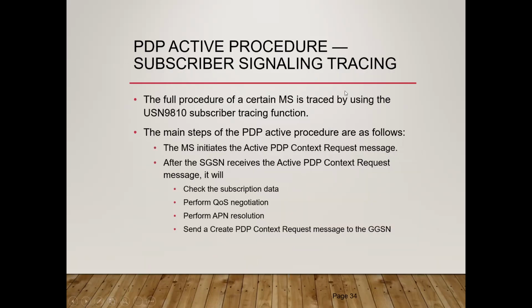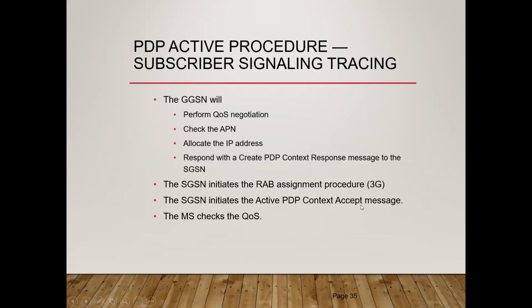The full procedure is traced by using the subscriber trace function. Main steps are these: initiate the PDP context, it will check the subscription data, perform QoS negotiation, APN resolution, and send a create PDP request to the GGSN. The GGSN will perform QoS negotiation, check the APN, allocate the IP address, and respond back with this response. Then we have the RAB assignment procedure, and then the activate PDP accept message, giving the IP address to the user so that he can use the service.